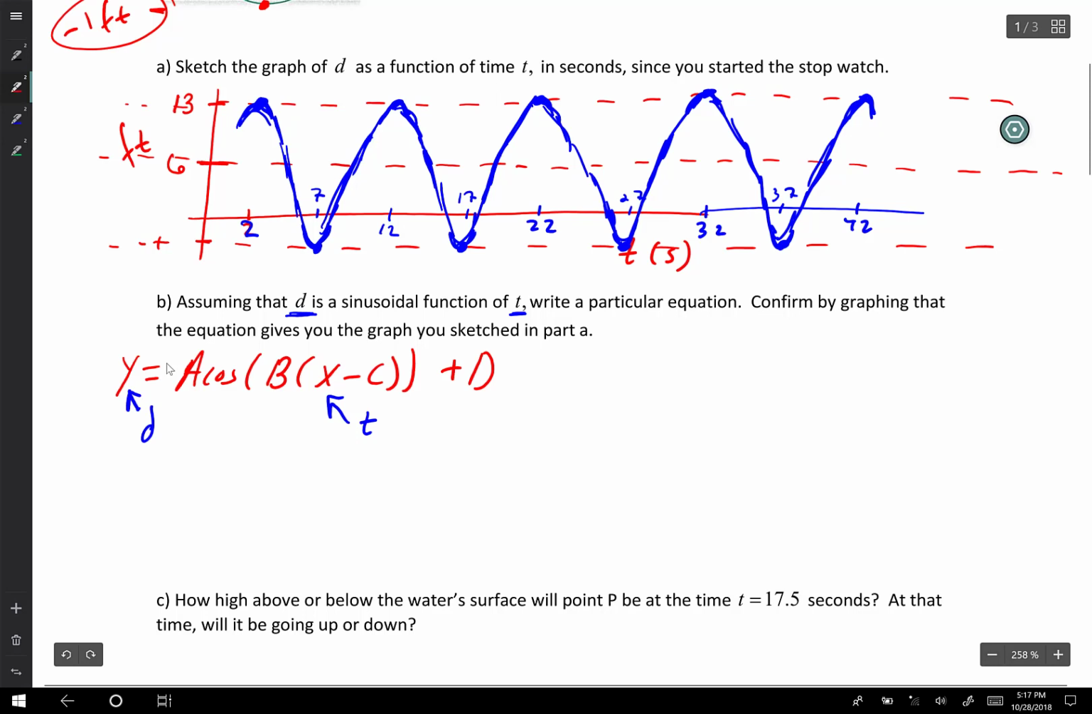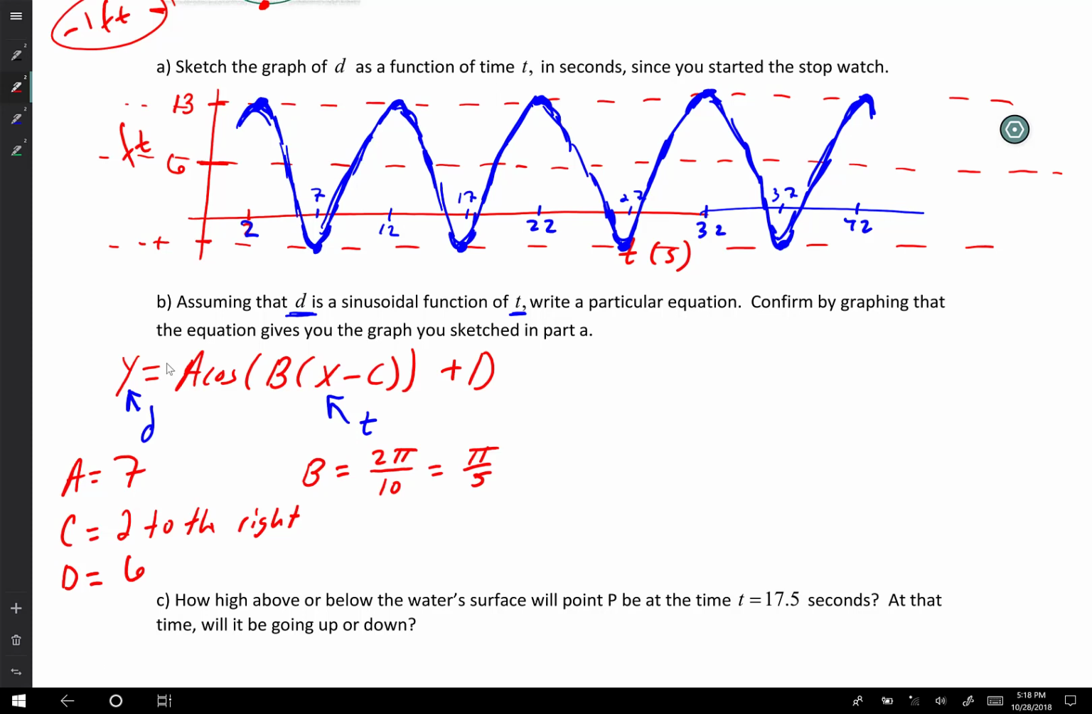All right. So here we go. The amplitude is 7, the distance between 6 and 13, or the displacement between 13 and 6. The sinusoidal shift, C, is 2 to the right. The sinusoidal axis, D, is 6. The B is going to be 2 pi divided by the period. The period is 10. So 2 pi divided by 10 converts to pi over 5. And I think we have everything we need.